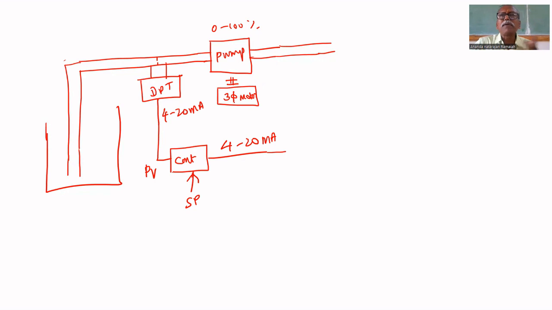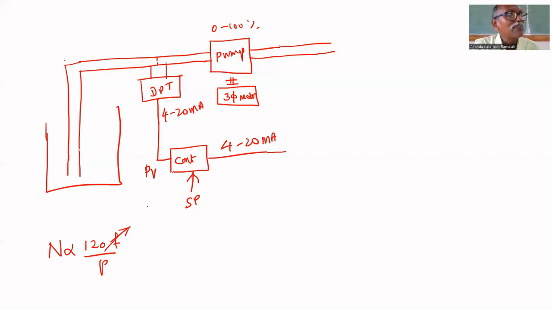So how to change the speed of the motor? Speed of the motor is a function of what? For a three-phase induction motor, N is proportional to what? Have you studied the formula in electrical technology? N = 120F/P, where P is the number of poles in the motor, N is the speed of the motor, 120 is a constant, and F is the frequency of the power supply.